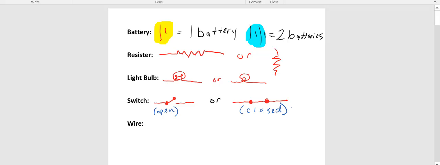And then the easiest one to remember is just a wire. If you just see a line by itself, that means it's a wire, and that's pretty self-explanatory. Now let's do some examples here.